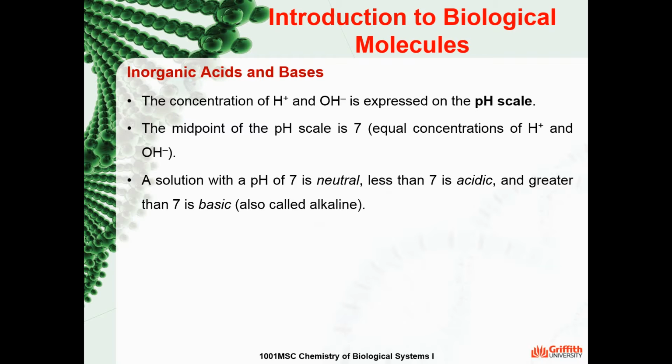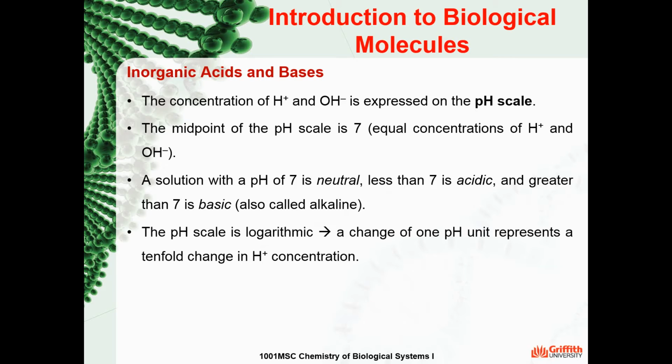is simple. The pH scale is a logarithmic scale, so each change of one pH unit represents a tenfold change in hydrogen ion concentration. For instance, a solution of pH 6 is 10 times more acidic than a solution with a pH of 7.